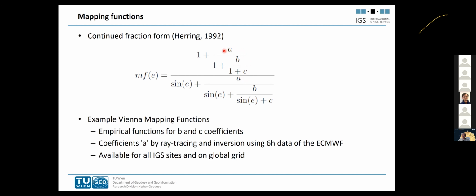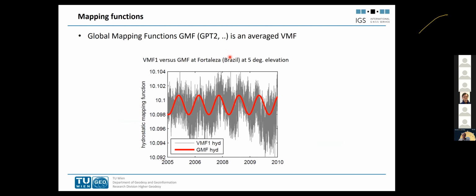When the Vienna mapping function is provided, these coefficients A are provided on a global grid or for specific sites like all IGS sites. The Vienna mapping function is probably the recommended one, but you need access to the A coefficients. If you do not have access to them, then you again have to take some kind of blind or empirical mapping function. For example, the global mapping function, though there are more possibilities. The global mapping function is a kind of averaged Vienna mapping function.